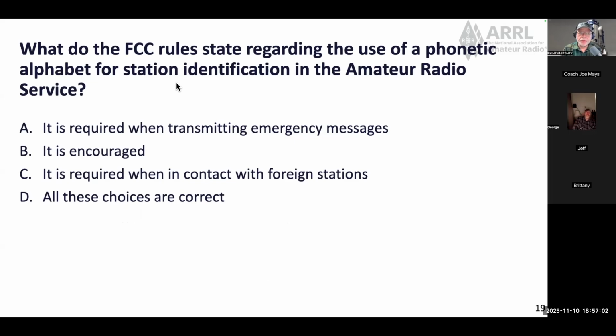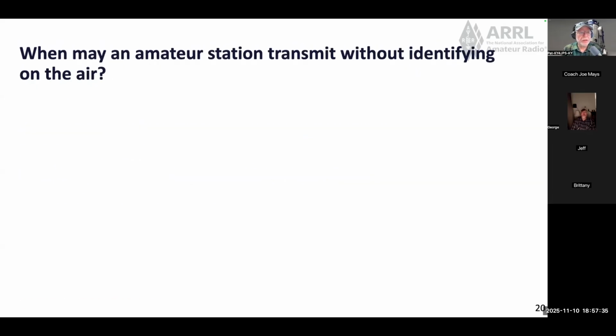You don't have to use the phonetic alphabet, but I will tell you, as you get into contests, and I like to do a lot with POTA, you find that by using the phonetic alphabet, you're able to make better contact with other amateur radio operators. They can understand you better. So by using the phonetic alphabet, it makes it easier for other radio operators to understand you. So the answer is B.